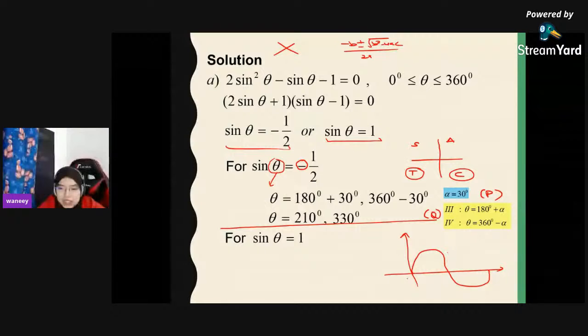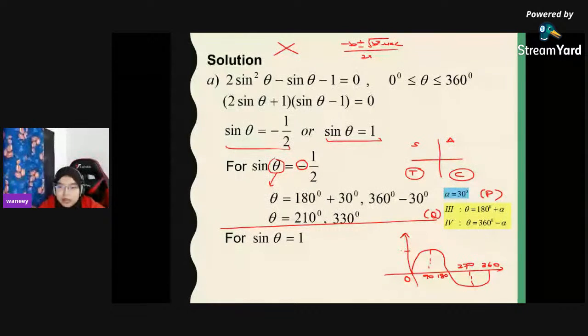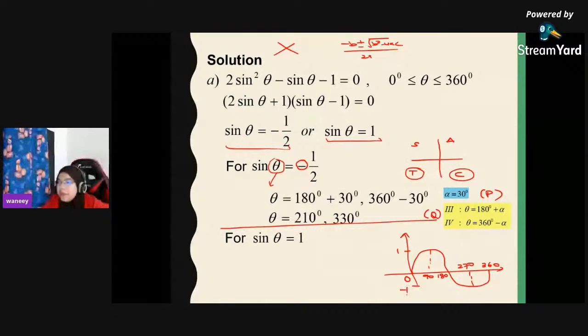Okay, so this is 0. This is 180, so we do a half cycle at 180. And then the full cycle is at 360. So this one over here is 90. This one is 270. So we got 1, and we got negative 1. Okay, so in order to get sine theta equal to 1, we only have one answer. So theta must be equal to 90 degrees.